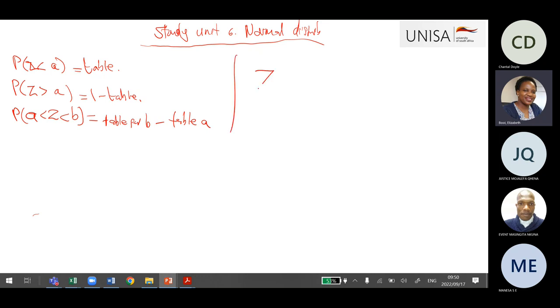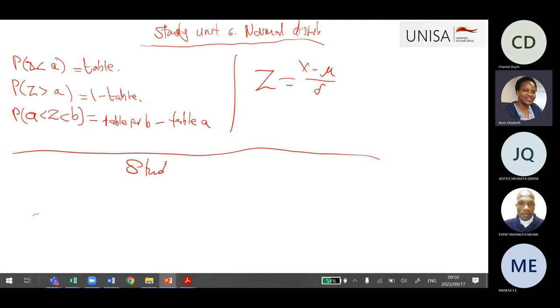And that's how you will find the probabilities. Also, remember the Z value. If they didn't give it to you as a Z value, you will need to find the Z value by calculating your X minus the mean, divided by the standard deviation. That is what you need to be doing. The other one, which I'm going to include with study unit six, because these are the basic things that you need to know, is study unit seven, which is sampling distribution.